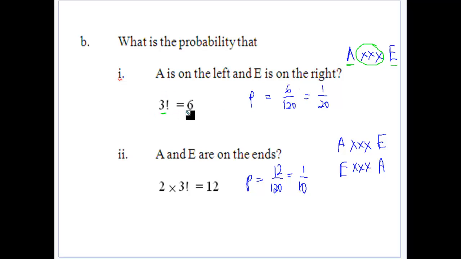So 3 factorial ways, which gives us 6, which leaves us to a probability of 6 over the total amount from part A, which was 120. So there's only 1/20th of ways where A's on the left and E's on the right.